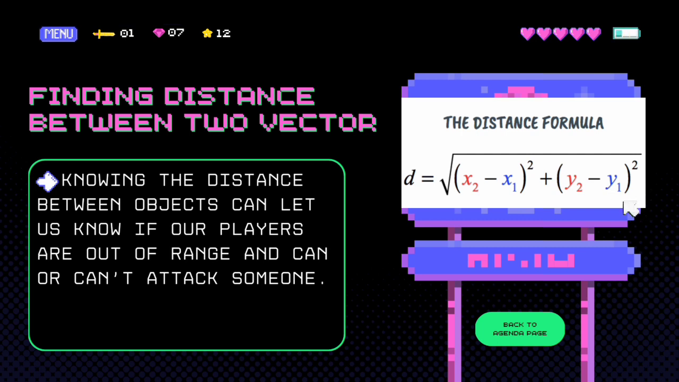Finding the distance between two vectors. To find the distance between two vectors, we must use the distance formula. D equals the square root of (x2 minus x1) squared plus (y2 minus y1) squared. Knowing the distance between objects can let us know if our players are out of range and can or can't attack someone.